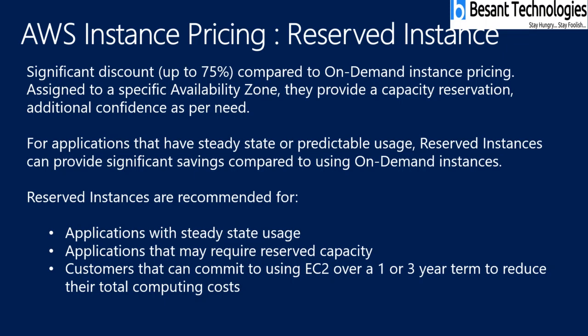For applications that have steady state or predictable usage, reserved instances can provide significant savings compared to using on-demand instances. Reserved instances are recommended for applications with steady state usage, applications that may require reserved capacity, and customers that can commit to using EC2 over a 1 or 3 year term to reduce their total computing cost.